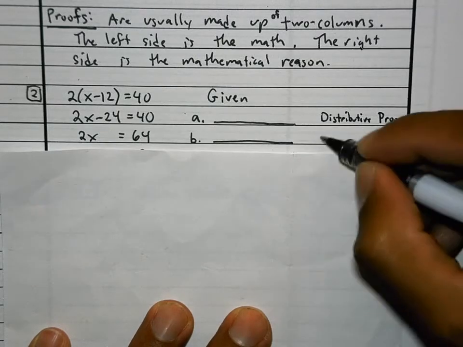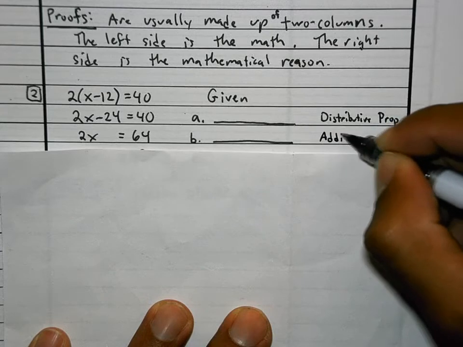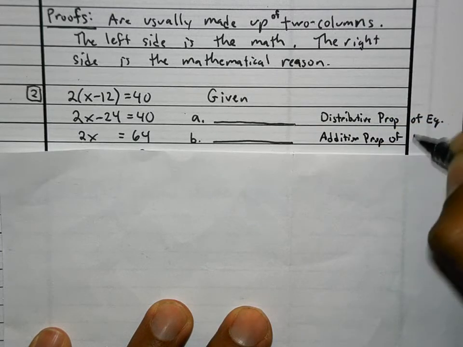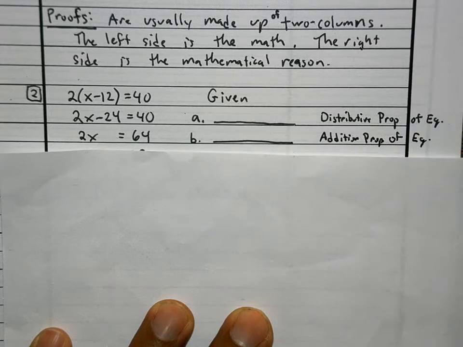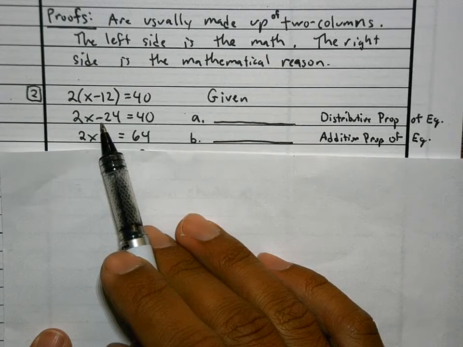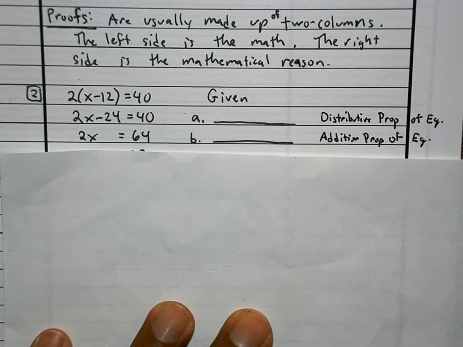So I'm going to write that down. Addition property of equality. Whatever it is that you're doing to both sides, if you've added the 24 to both sides, you're doing the addition property of equality. Just because there's a subtraction doesn't mean you're going to write subtraction property. Just keep that in mind.